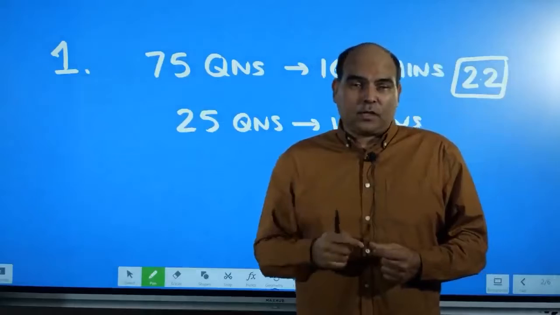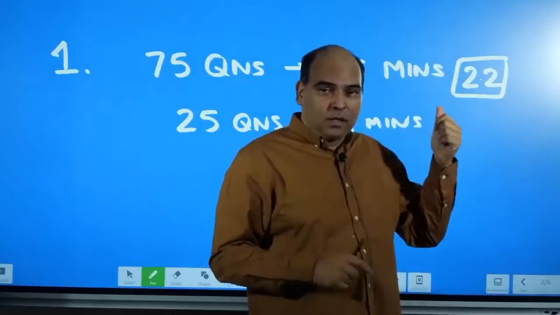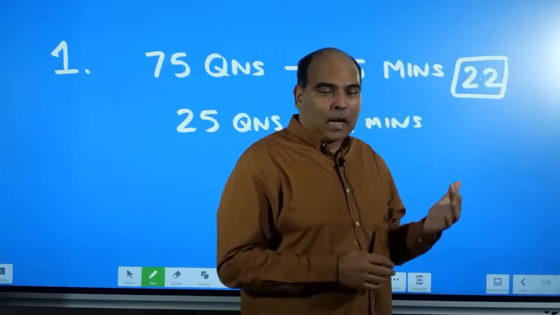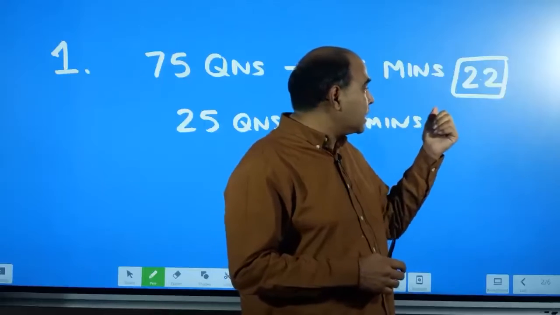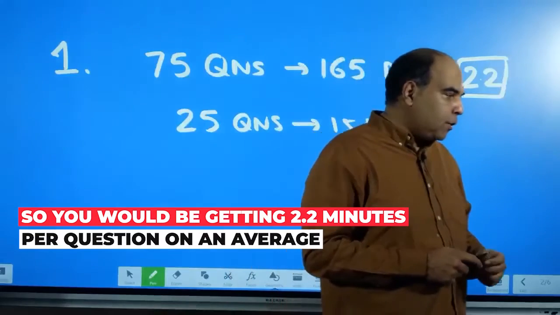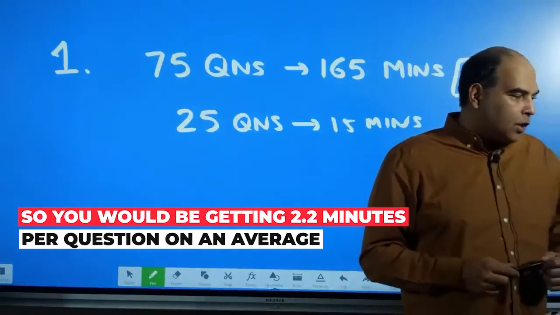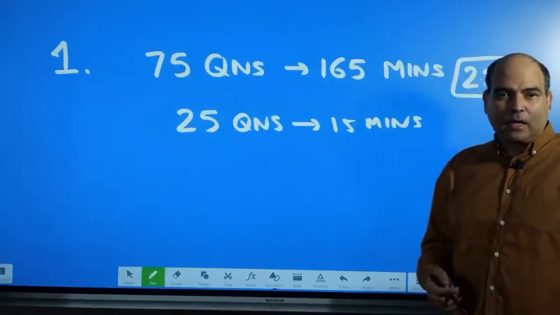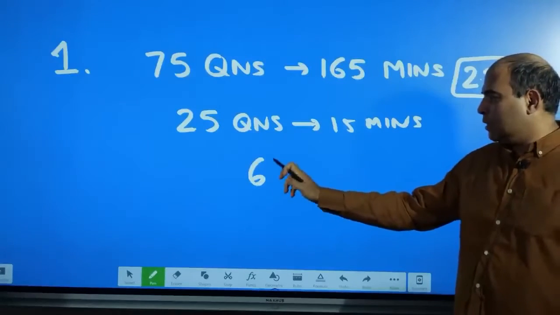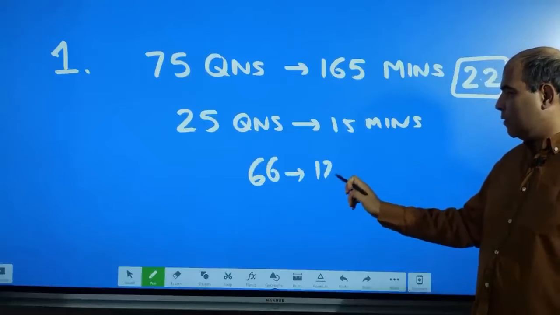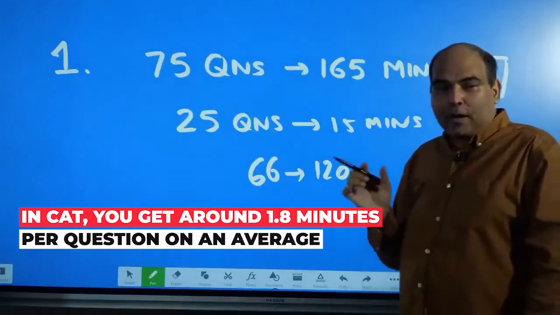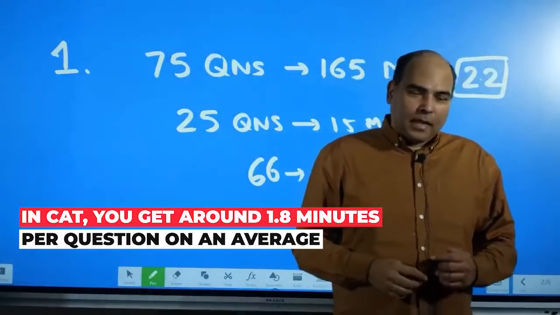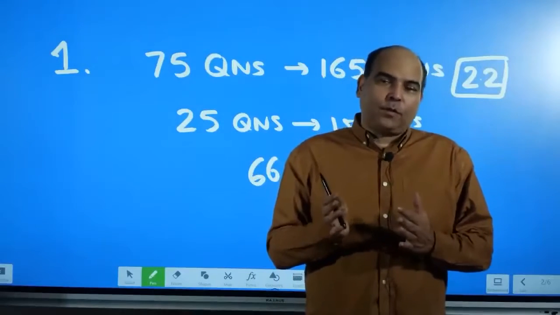But the first thing you notice about the XAT exam is that the scoring part of it, where the percentile is calculated, 75 questions, 165 minutes, so 2.2 minutes per question. This is different from the CAT in the sense that in CAT, you have 66 questions, 120 minutes. So it's basically around 1.8 minutes per question in the CAT, while XAT is a 2.2 minutes per question exam.